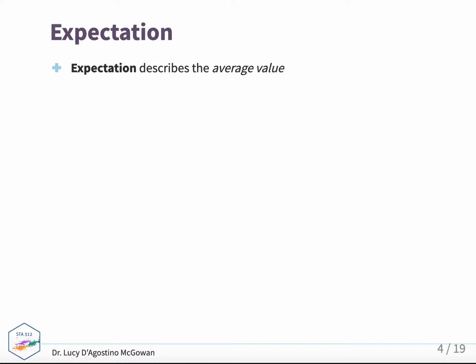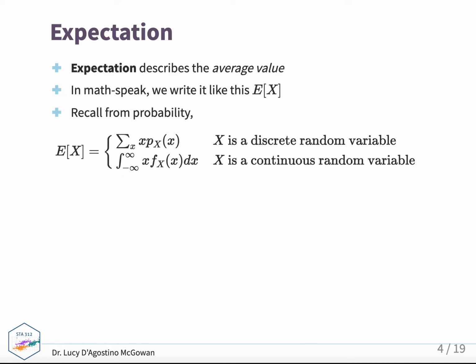All right, let's talk about expectation. This is a big statistical term. We use this a lot. Expectation describes the average value. In math speak, we write it like this, with a capital E and then brackets X. Remember from probability that the expectation of X for a discrete random variable is going to be the sum over X times the probability mass function. And for continuous random variables, it's going to be the integral over the space of X times the distribution of X.